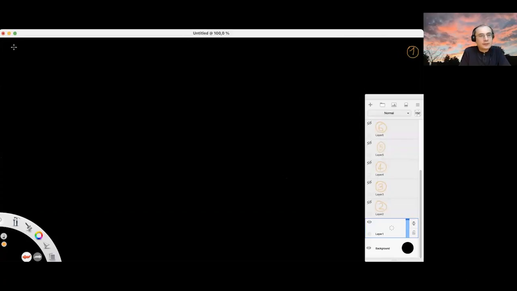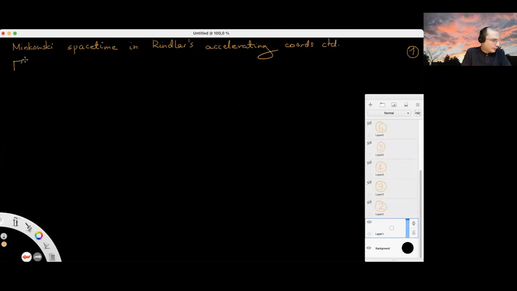Okay, so Minkowski spacetime in Rindler's accelerating coordinates. This is the continuation of the previous lecture. We have managed to prove that gamma 030, which is the same as gamma 003, is 1 over a, and that gamma 300 is simply a.